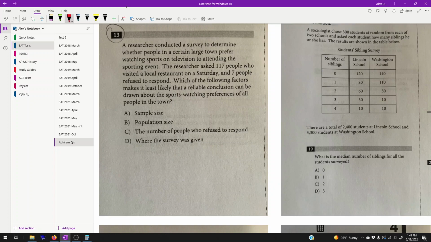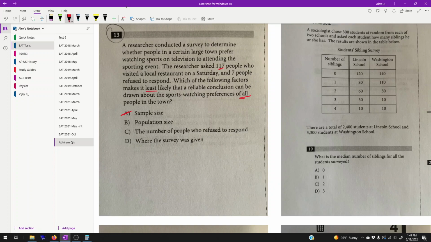Which of the following factors makes it least likely that a reliable conclusion can be drawn about the sports watching preferences of all the people in town? So least and all are keywords that we want to pay attention to. Least likely that a reliable conclusion that all of the people. So they asked 117 people, so that's a good sample size. There's a local restaurant, and 7 people refused to respond.